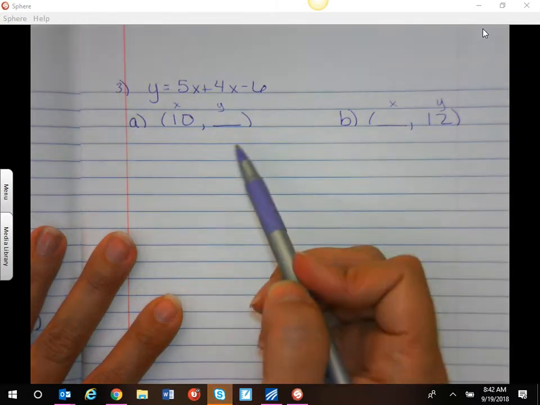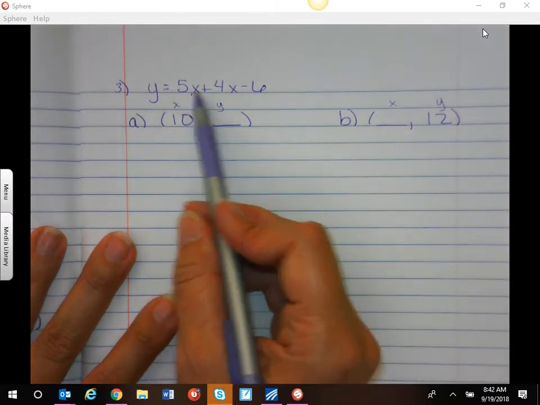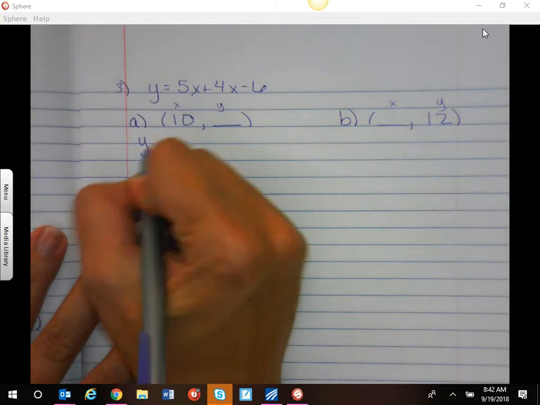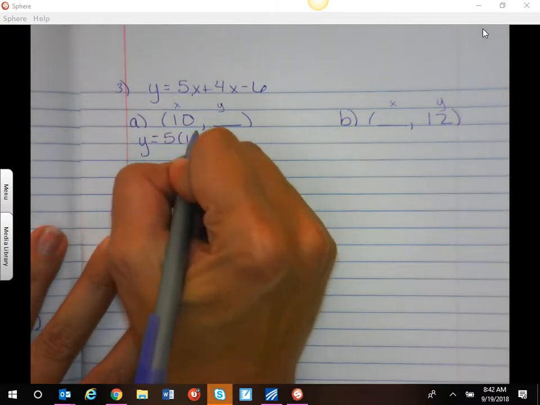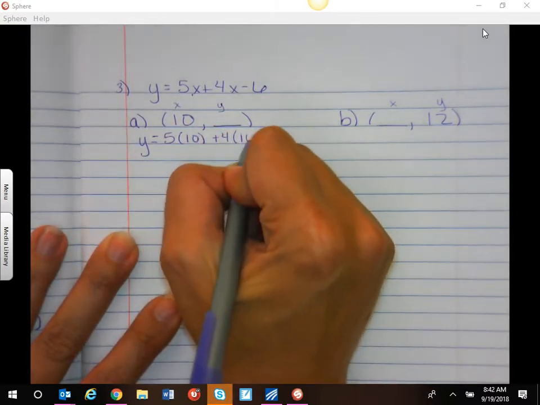So you're simply going to plug in. If x is 10, then whenever I see x, I'm going to put a 10. So 5 times 10 plus 4 times 10 minus 6.